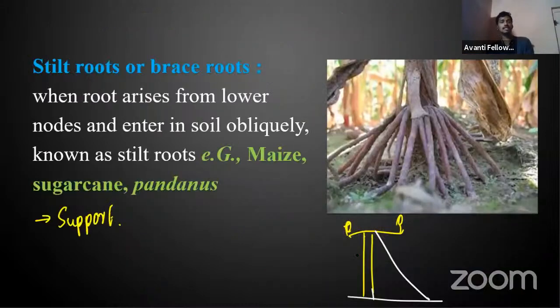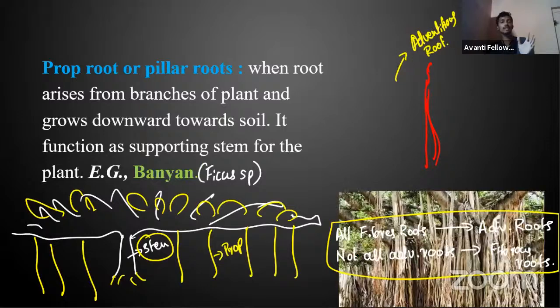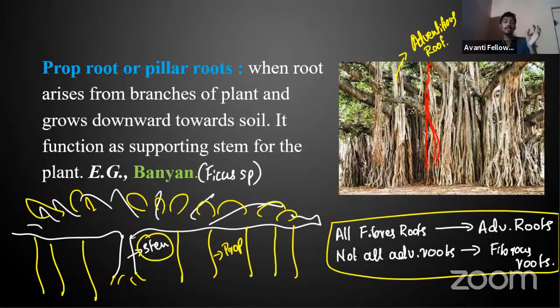Next is the stilt root, another kind of adventitious root. Stilt roots also come from the last node only, but they do not help in storage. The difference between fasciculated and stilt is that fasciculated helps in storage, but stilt does not; it helps in support. You can find it in maize and sugarcane. And the prop root is another kind of adventitious root, coming from the stems, and it acts like a pillar to support the plant.